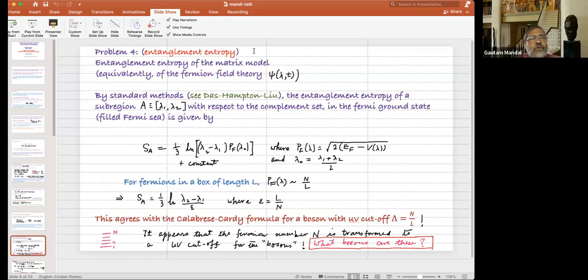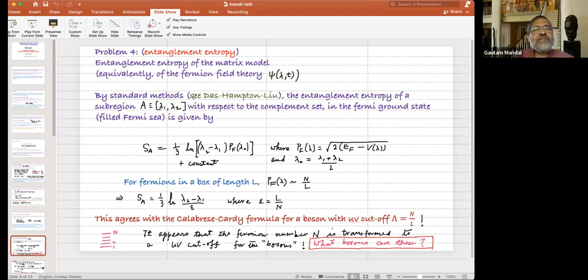And problem number 4, this is the most recent thing that we are working on at the moment, and we have already got some resolution of the problem. Let me tell you what the problem is. The entanglement entropy of the matrix model, which is equivalently the entanglement entropy of the fermion field theory described by psi(lambda, t). So let's talk about that.